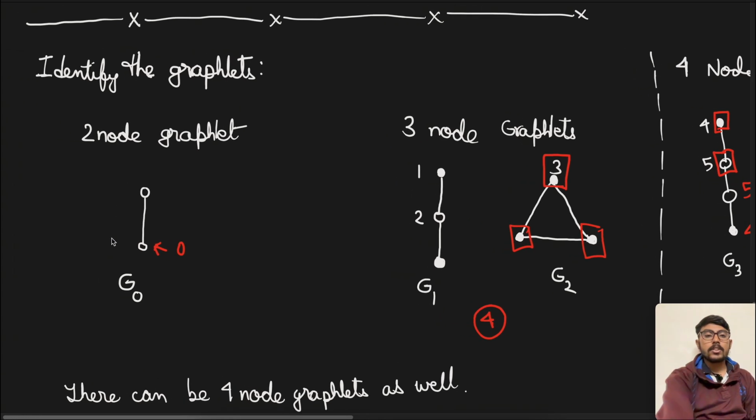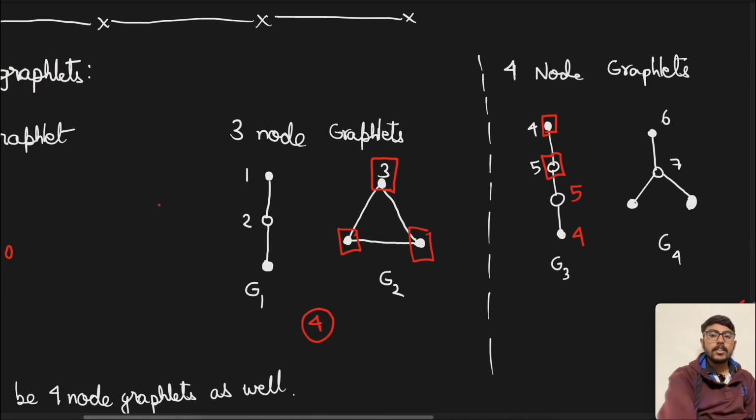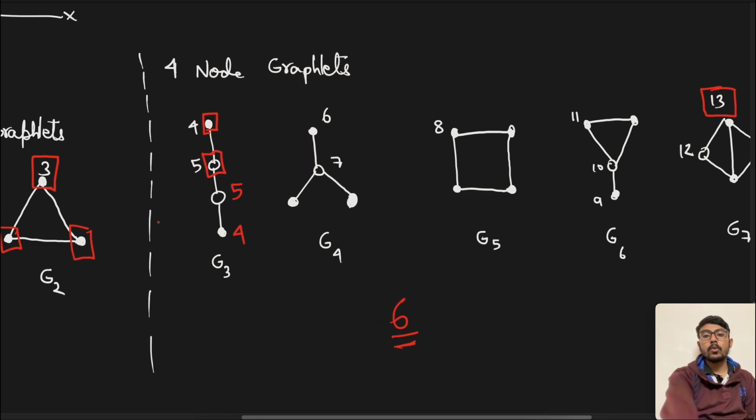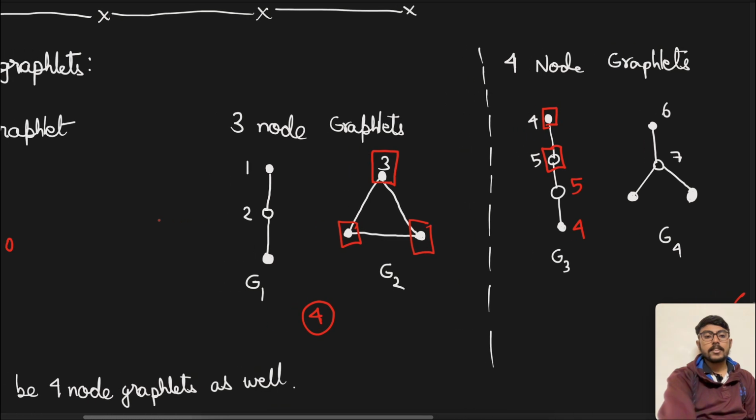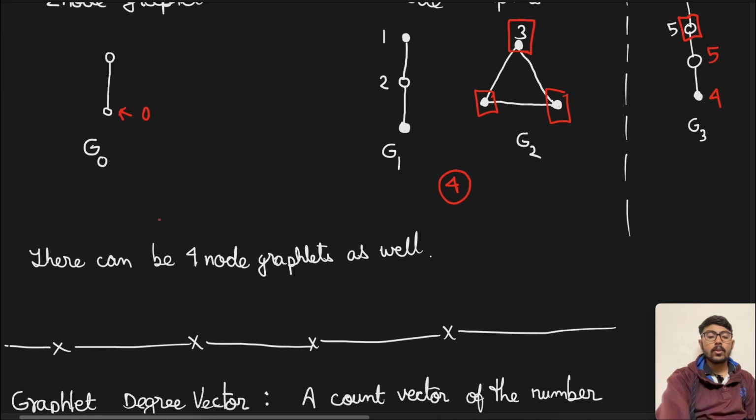But in our question we were asked to only give the Graphlet degree vector with respect to 3 node graphlets. Means we need to consider up till 0, 1, 2 and 3. But it's beneficial to understand that you get 13 different positions up till 4 node graphlets, which counts total up to 14. Next, there can be 4 node graphlets, as I just told you.